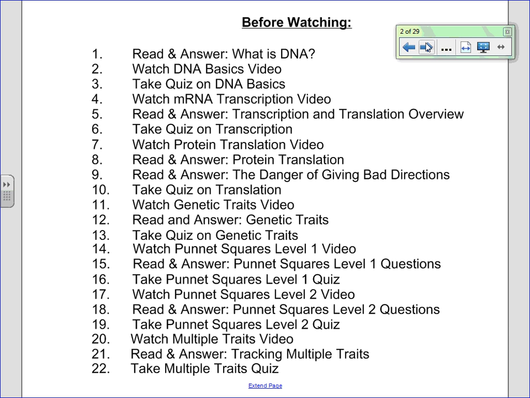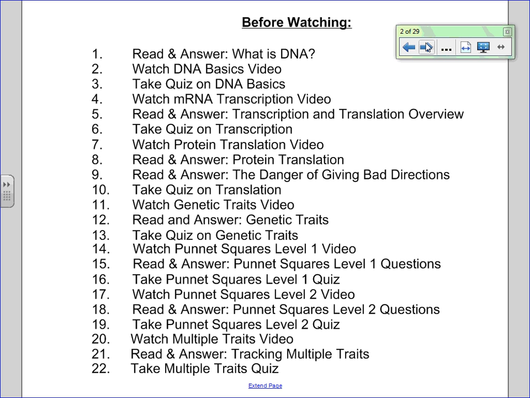Before you watch this video, you want to have done quite a bit of pre-work, which really ends with the multiple traits information that we went through. So how do you track multiple phenotypic items that you're looking for, in terms of eye color, hair color, height, all at the same time? And then using multiplication to find one common probability at the end.